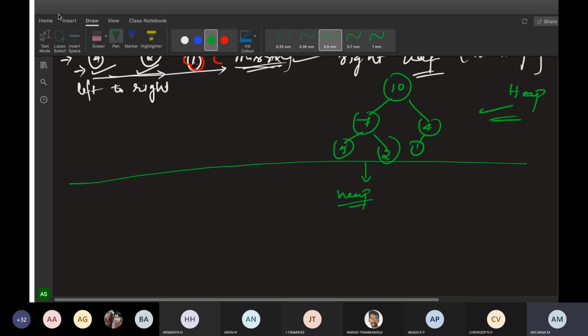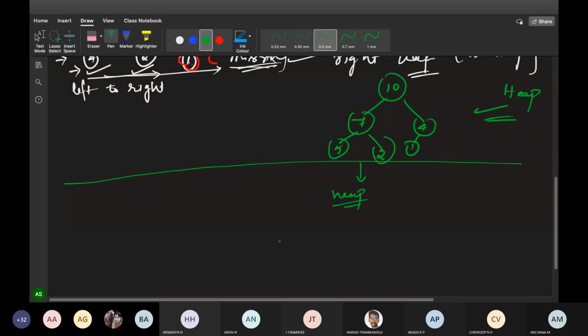Okay, now you are able to see the screen. Yes, ma'am. Now I take this as a heap. For example, this is a heap for me. Now how do I represent it as an array? You need to represent this in the form of an array by moving from top to bottom, and whenever you reach the levels, you should write from left to right.